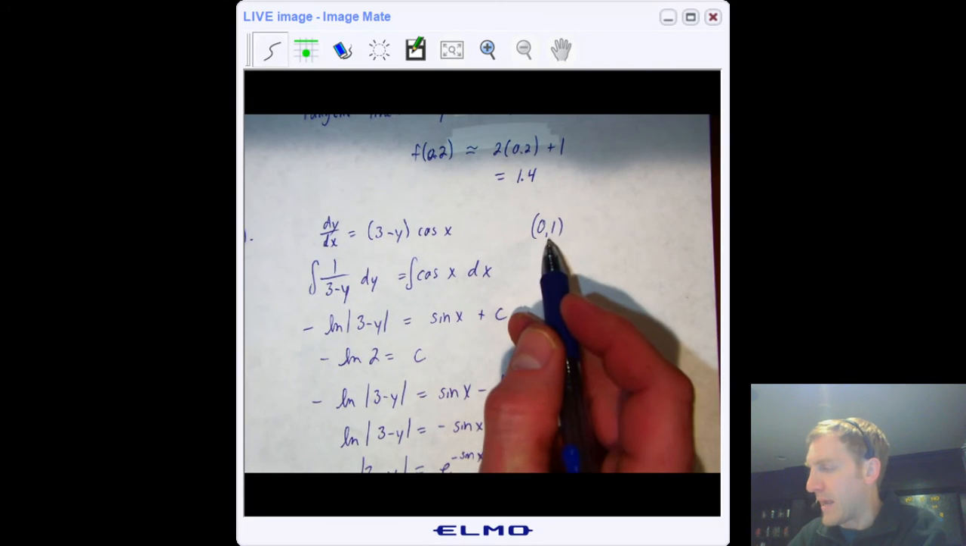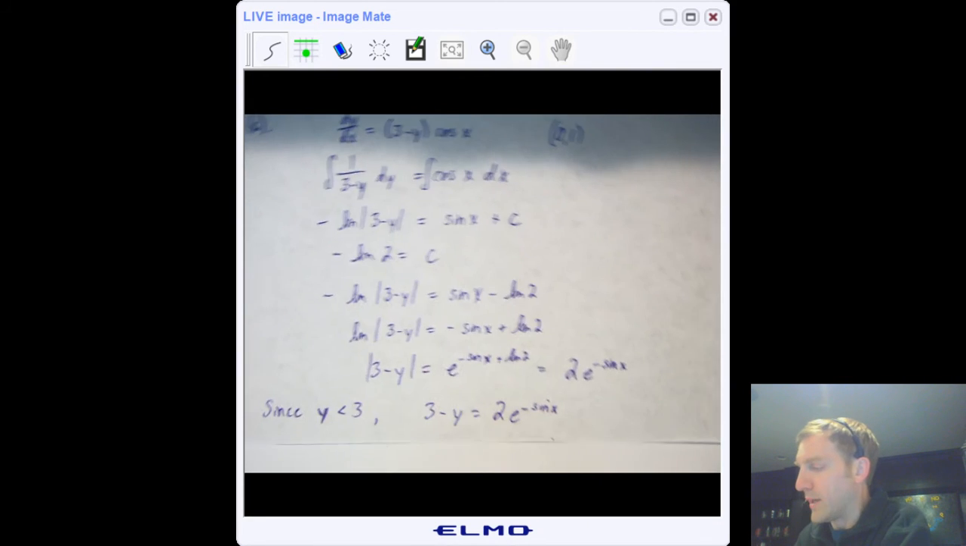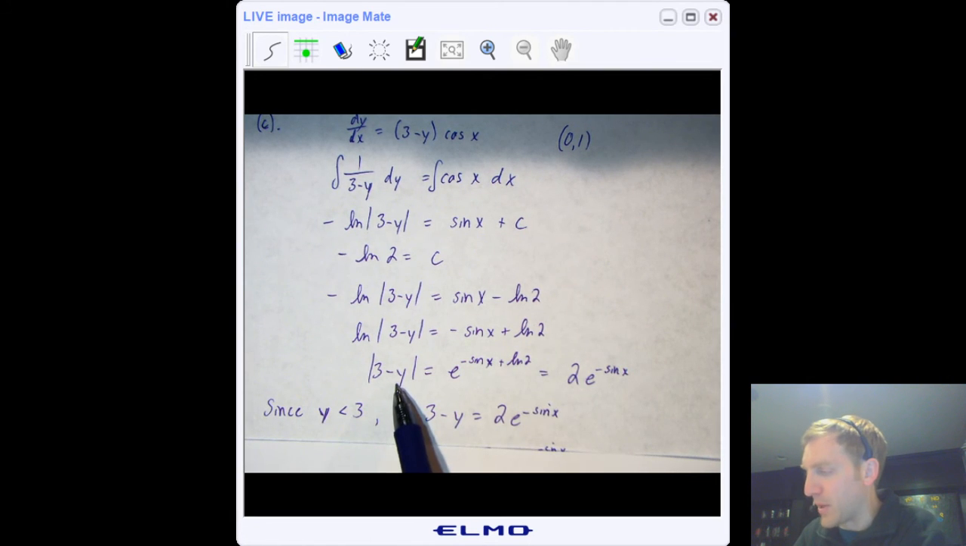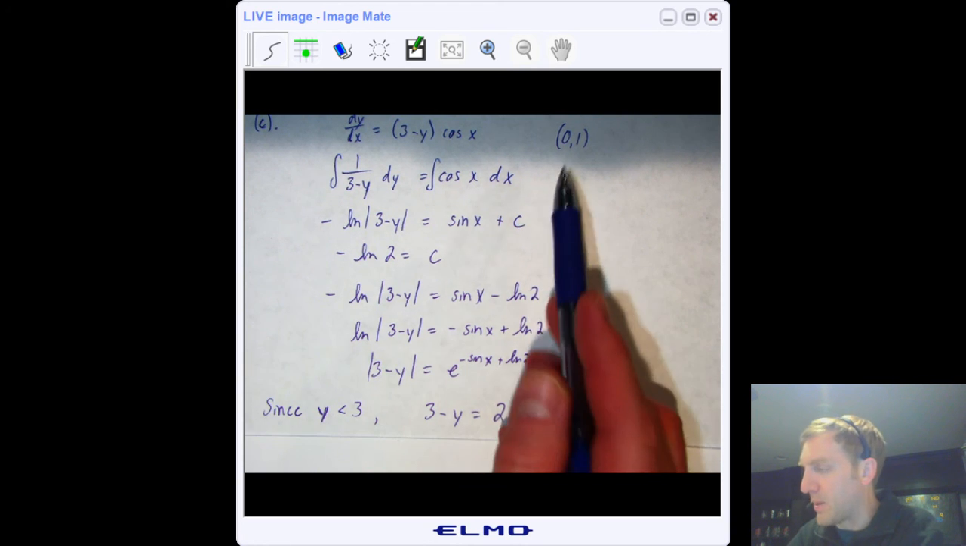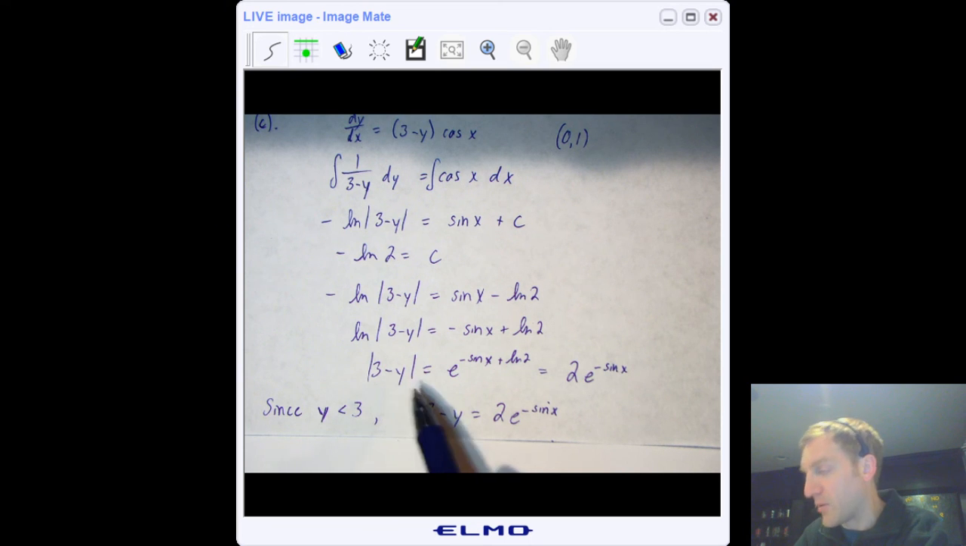Well, look at my answer. I want, when I plug in 0, I want to get 1, okay? So since y is less than 3, plug in 1 for y, this will be positive, so I can drop the absolute value and leave it positive, okay? If that was bigger than 3, and 3 minus y would be negative, then you'd have to put a negative out in front, okay? But in this case, it's positive.